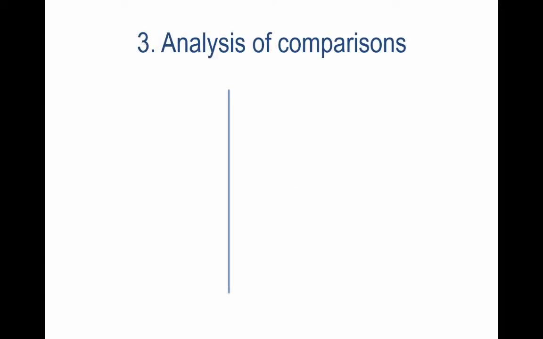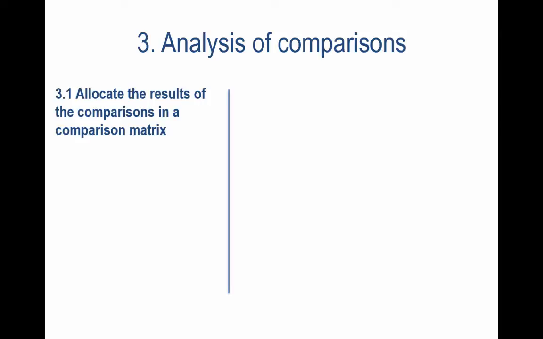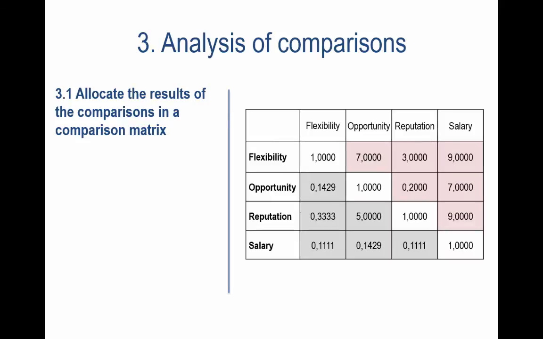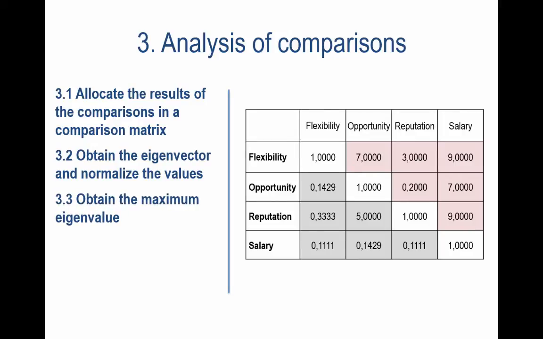The third step of the AHP process is to compute and analyze the results. To do this, we first have to allocate the results of the comparisons in a reciprocal matrix, just as the one we see here. Then, we generate the eigenvectors of each matrix and normalize the values. After that, we generate the maximum eigenvalue of each matrix. Then, we analyze the consistency of the matrix with the consistency ratio. And finally, we present and analyze the results.